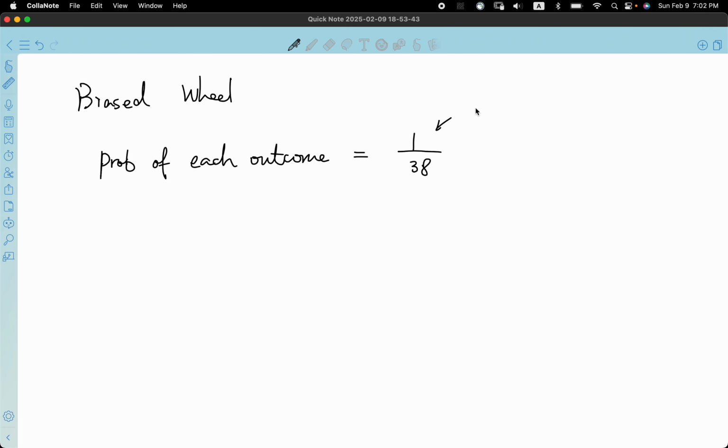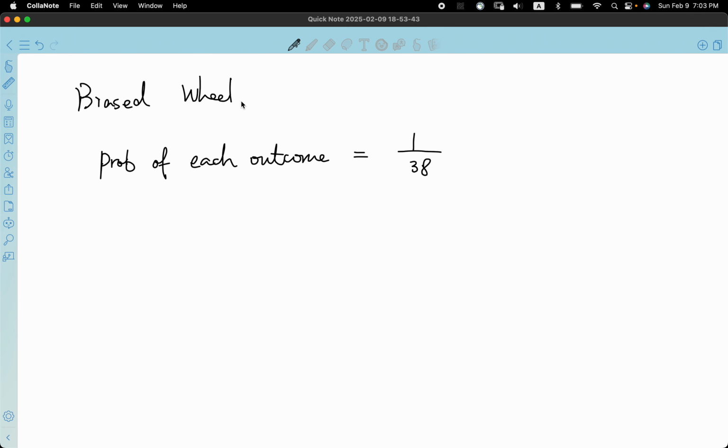So the 1 here is referring to the ball landing on a particular pocket in a roulette. And the 38 here is referring to the fact that there are 38 pockets. And if you notice that the wheel is equally spaced, so the probability for landing on one out of the 38 pockets will be 1 divided by 38. And that is what we have been considering up to this point.